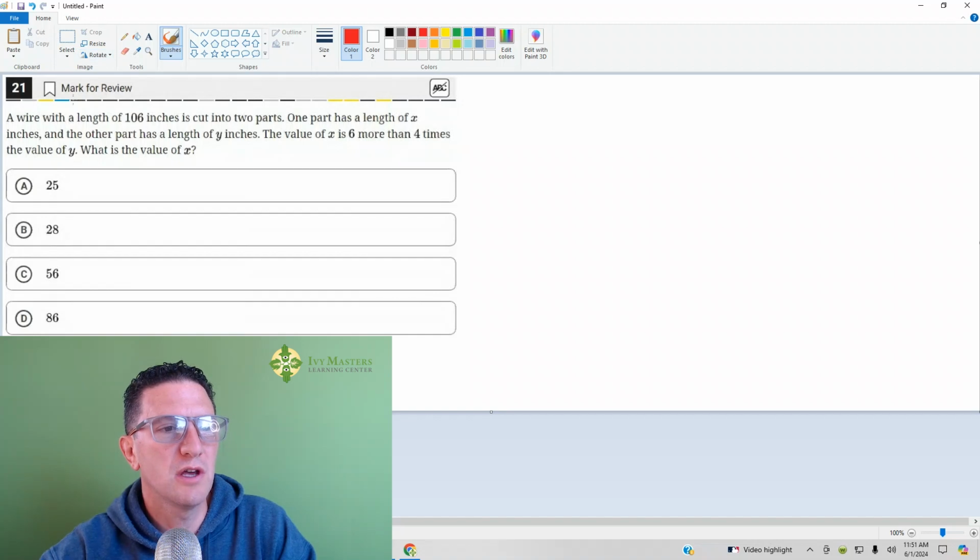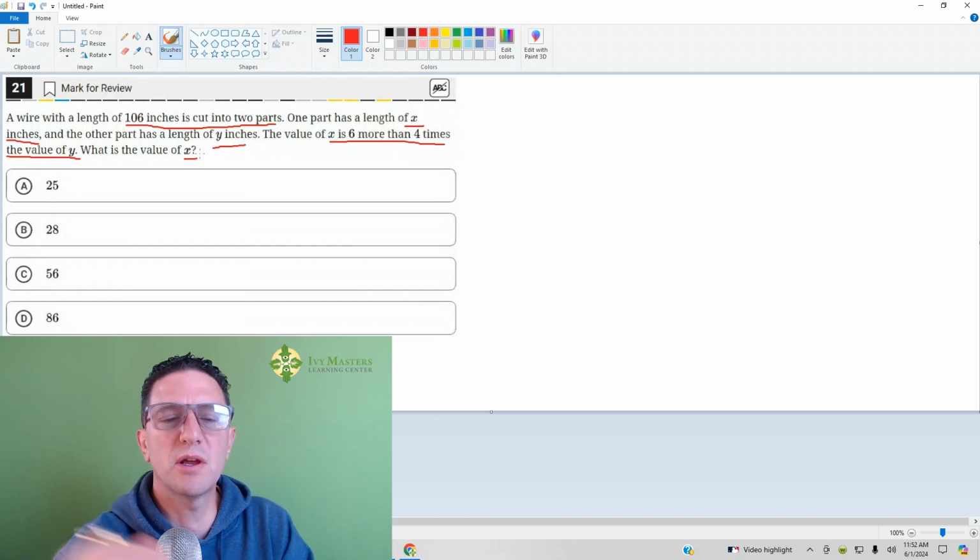Number 21 reads, a wire with length of 106 inches is cut into two parts. One part has a length of X inches, and the other part has a length of Y inches. The value of X is 6 more than 4 times the value of Y. What is the value of X?